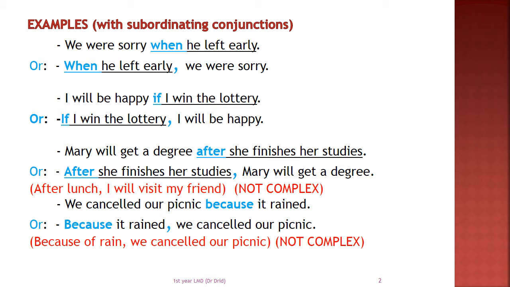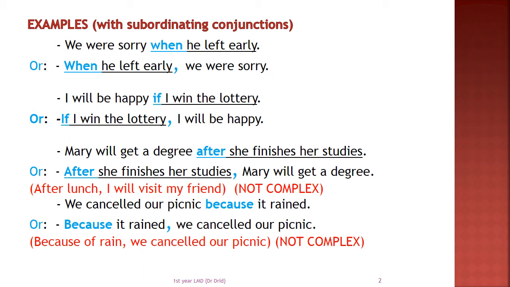The third example, Mary will get a degree after she finishes her studies. I can change the position of the subordinate clause. I put it first, but I should not forget to use a comma. After she finishes her studies, comma, Mary will get a degree, a complex sentence.